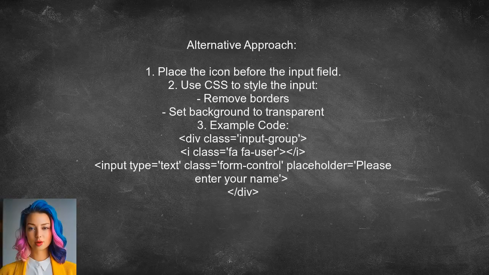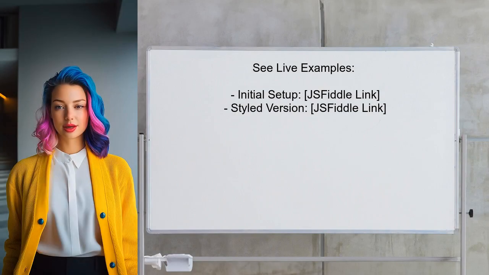An alternative solution suggests placing the icon before the input field instead of inside it. This method creates a cleaner look. First, set up your input group with the icon and input field. Then, apply some CSS to remove borders and adjust the background for a seamless appearance. The user also provides links to JSFiddle examples for both the initial setup and the styled version, allowing you to see the implementation in action.